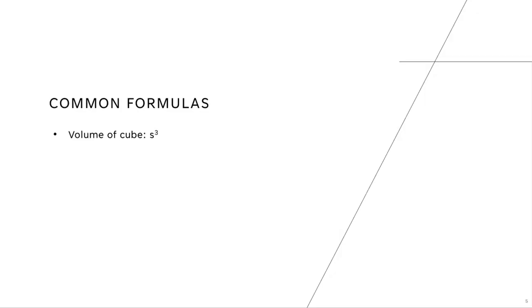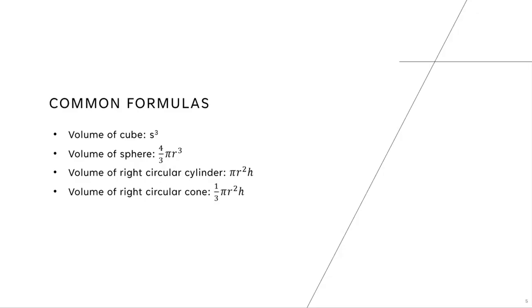Some common formulas that you'll see: the volume of a cube, s cubed. Volume of a sphere, 4/3 pi r cubed. Volume of a right circular cylinder, pi r squared h. Volume of a right circular cone, 1/3 pi r squared h. Now typically you're given these formulas as part of the information in the problem, but they are helpful to know, and you will be seeing them quite frequently in these sort of problems.